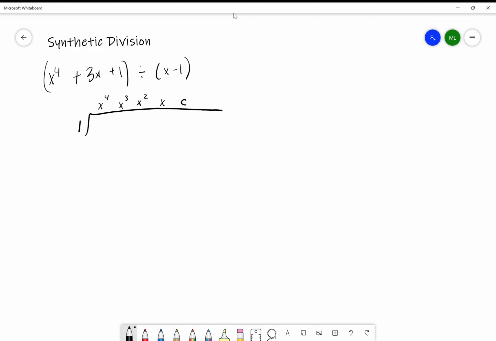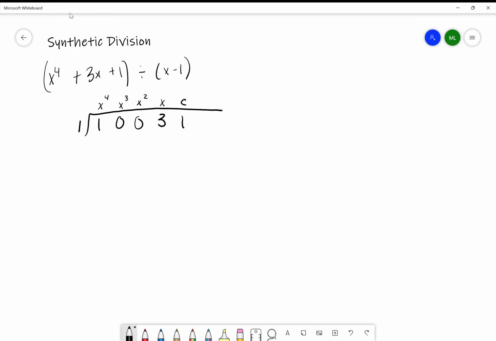So x to the power 4, my coefficient, as you can see here, is 1. So I'm going to place a 1 here. I don't have an x to the power cubed in my polynomial, so I will put a 0. I don't have an x squared term, so I will also put a 0, because those are the coefficients in front of those terms. They don't exist in this polynomial. And then I have the 3x term, that's my linear term, and the coefficient in front of x is 3, and my constant is 1.